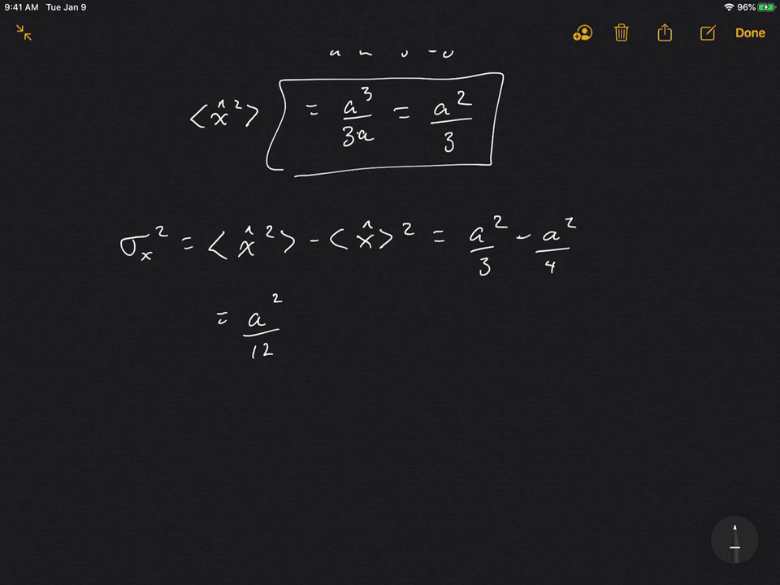Okay, so now we're only partway through. We've only looked at position. Okay, so we've normalized, we looked at position. Next, we'll look at the expectation value for momentum and the spread in momentum, and that will be the next lecture.